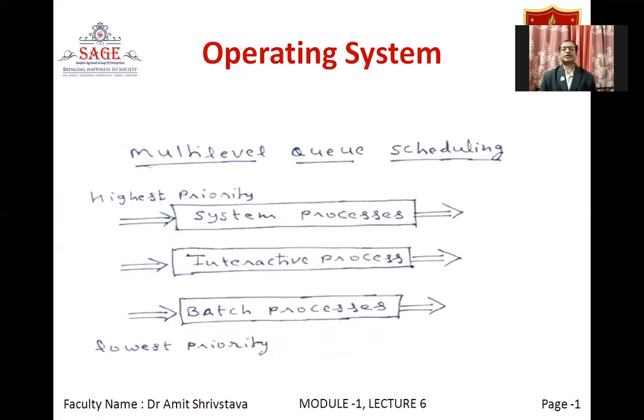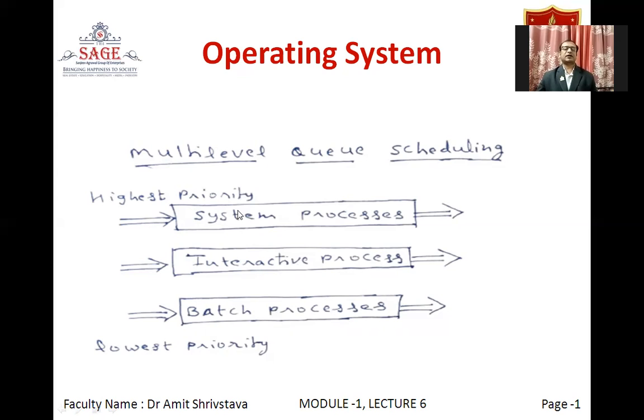Now, next scheduling algorithm is multi-level queue scheduling algorithm. So here what we do, we distinguish different processes, or we differentiate different processes into different categories. Like some can be the system process, some can be interactive process, some can be the batch processes.